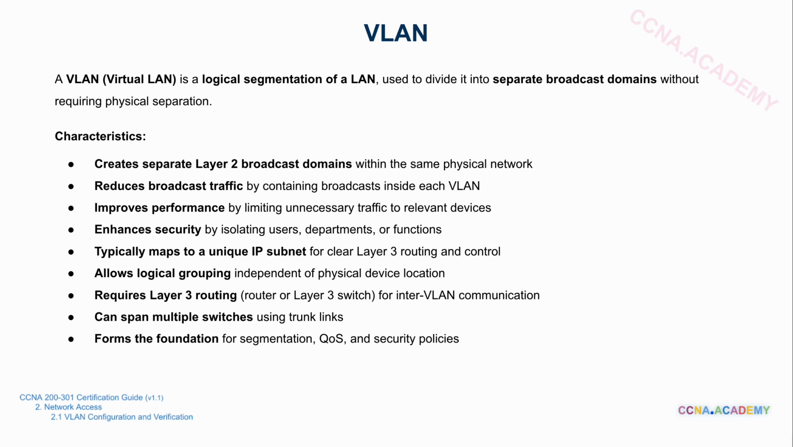A VLAN is a logical way to segment a network at Layer 2. Even though devices may be connected to the same physical switch, VLANs allow the switch to be divided into multiple broadcast domains. This means broadcast traffic is limited to devices within the same VLAN, which reduces unnecessary traffic and improves overall performance. VLANs also improve security by isolating users or services without requiring separate physical infrastructure. Typically, each VLAN maps to its own IP subnet, which becomes important later when we need communication between VLANs.